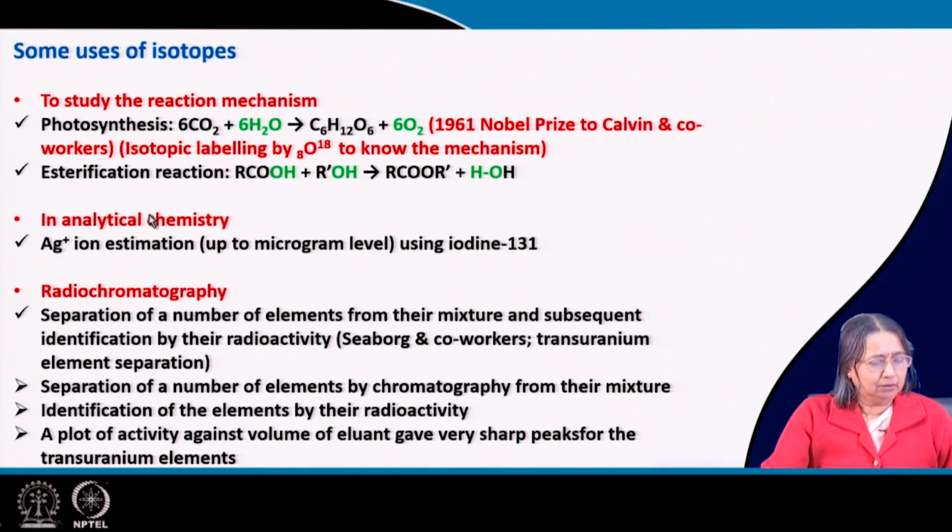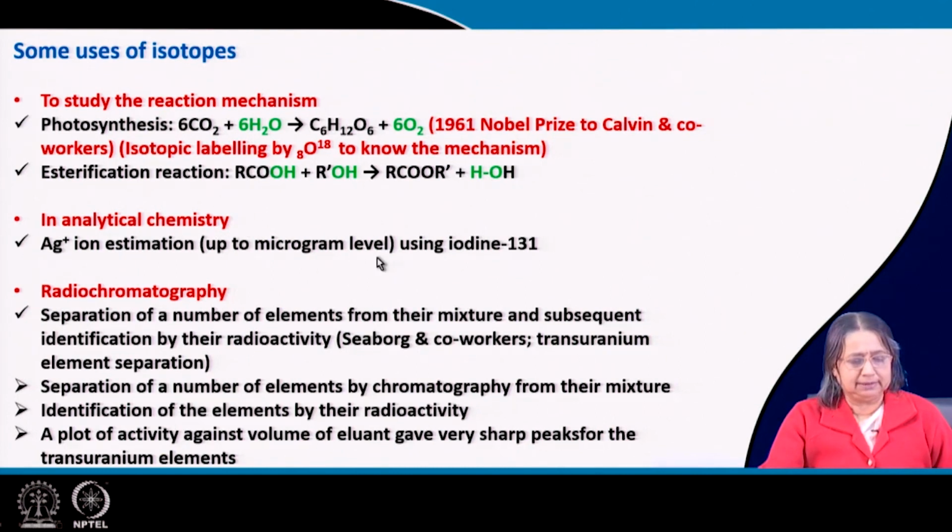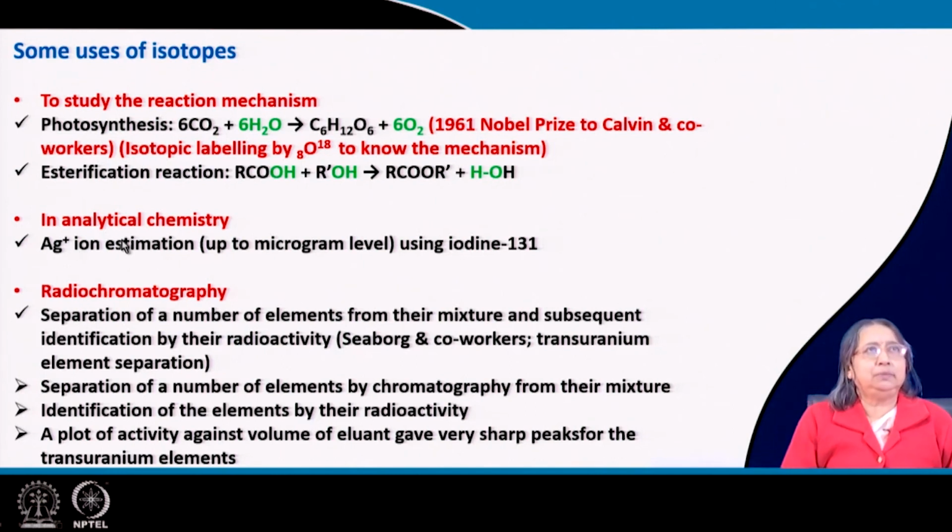Now, analytical chemistry also can use this. Here it is a radioisotope, iodine 131. Take silver ion determination. I have told you in my previous modules that silver plus can be precipitated as silver chloride. If you add some sodium chloride, for example, it will be precipitated as silver chloride and you can estimate how much silver is present. But not all silver plus is precipitated actually.